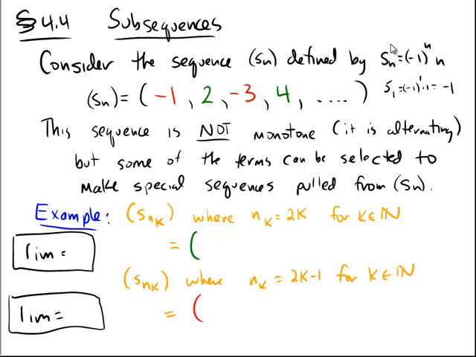Now this sequence is pretty clearly not monotone. I mean, it is alternating after all. But some of the terms can be selected to make special sequences that we could sort of pull or cull out of S_n. Let's look at a couple of those. So, for example, consider S_{n_k}, where n_k is equal to 2k for k in the natural numbers. So in other words, we'd be looking at k equals 1, 2, 3, which means we'd be looking at n_k equals 2, 4, 6. In other words, the even terms of the sequence.